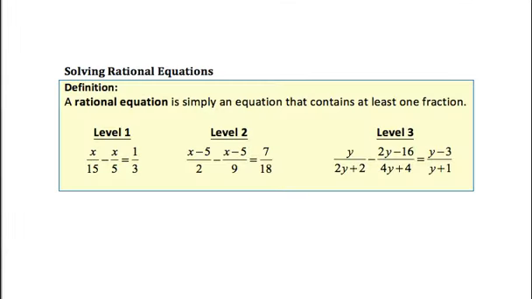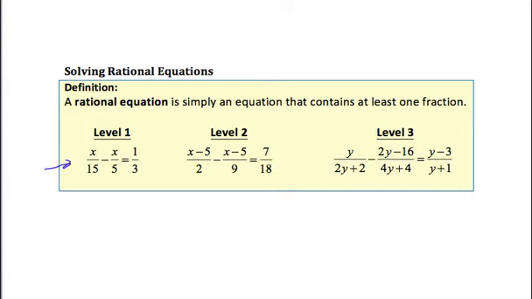Now we're going to extend the ideas of using the LCD method to solve equations with fractions in it to now solve some rational equations. So let's first start with a definition. A rational equation is simply an equation that contains at least one fraction. So congratulations, you just in that last practice problem here solved a rational equation. That was the problem we just did in that last question.